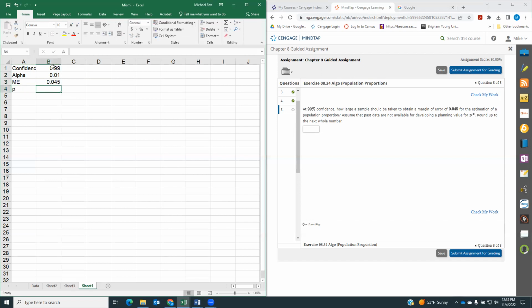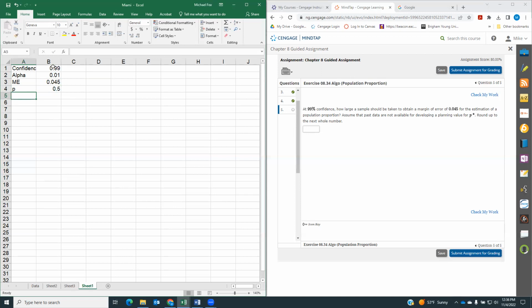And so if you watch the lecture, you would have heard me talk about this. When we don't have anything to base it on, we're going to use a P value of 0.5. And the reason we do that is because it gives us the most conservative estimate, that the proportion is 50-50, which will result in the highest value of n. When in doubt, it's better to overestimate the size of sample you need rather than underestimate it. All right, so there's all the information we know.